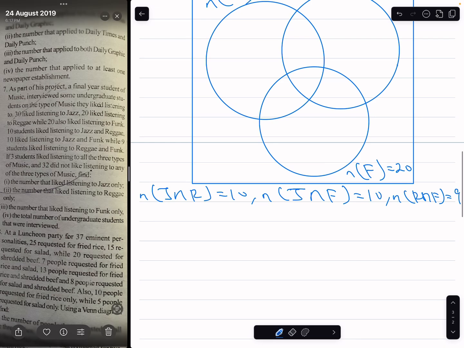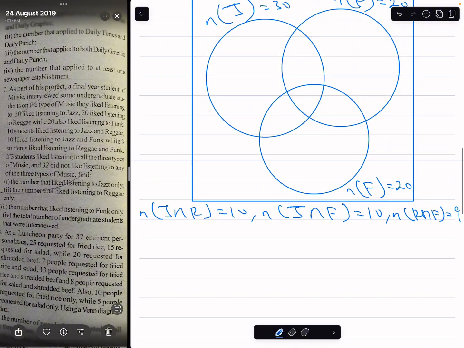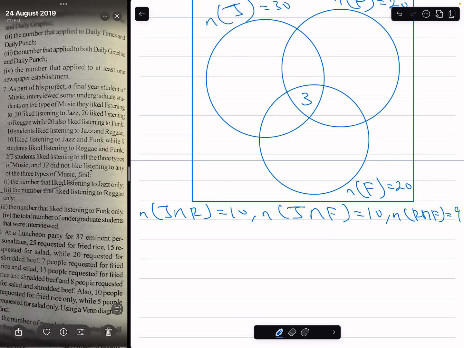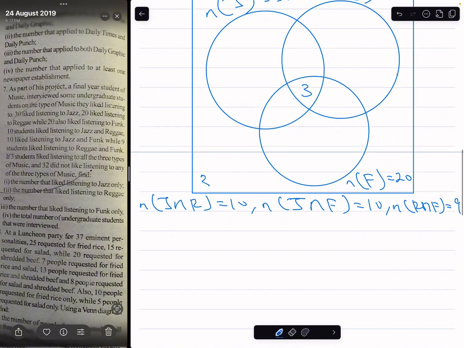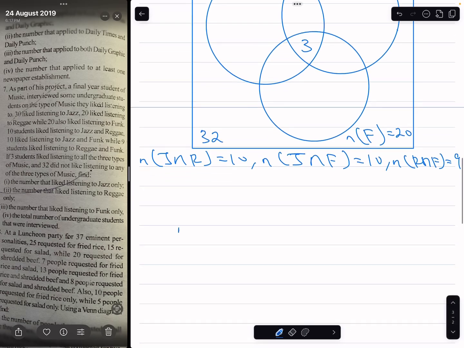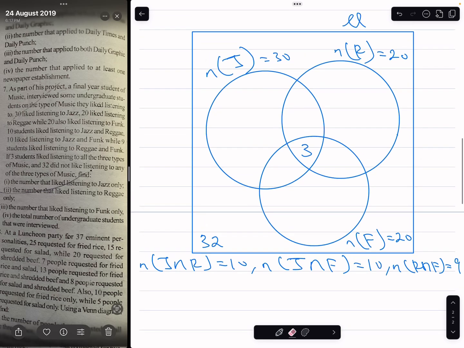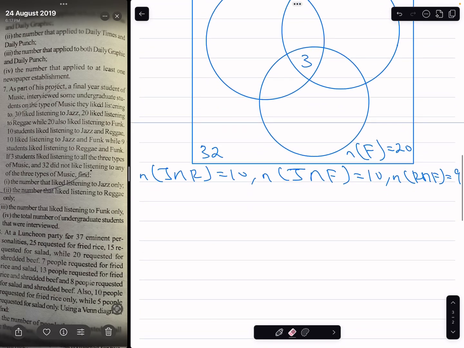So let's go. Let's read further. If 3 students liked listening to all the 3 types of music and 32 did not like listening to any of the 3 types of music, 3 liked listening to all. Those are the people that will be here. And 32 did not like listening to any of the types of music. Those are the people that will be outside here. That's the number of elements in the set J complement intersection R complement intersection F complement. Those who are still undergraduates, but who don't like to listen to any of the different types of music. Now, what's the question?